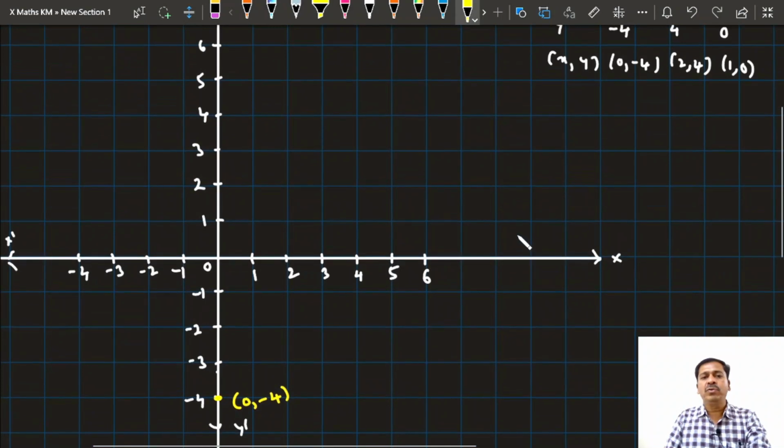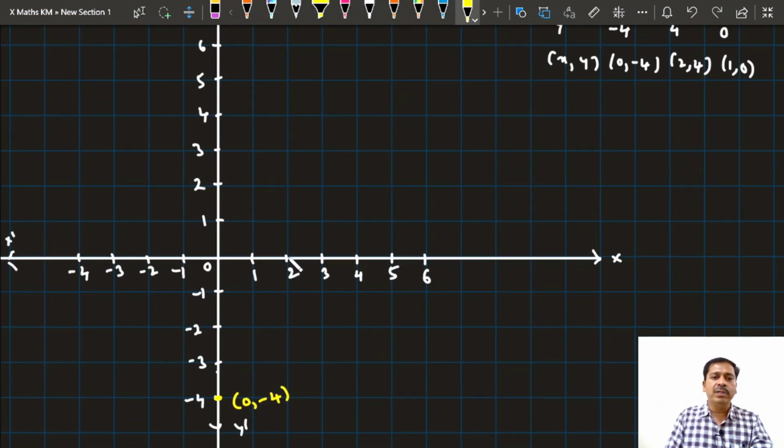The second point is 2 comma 4. X is equal to 2 and y is equal to 4. Where does it come? X equal to 2 here, y is equal to 4. The intersecting point you have to represent. See, this is the intersecting point, and this is given by 2 comma 4.